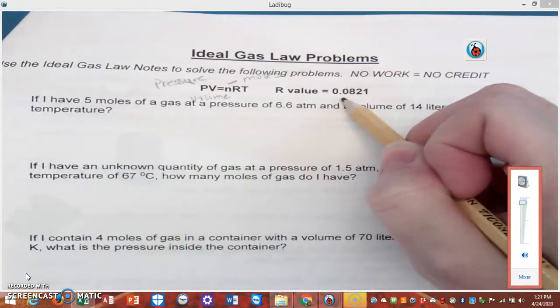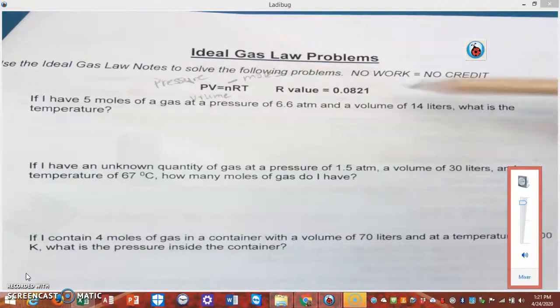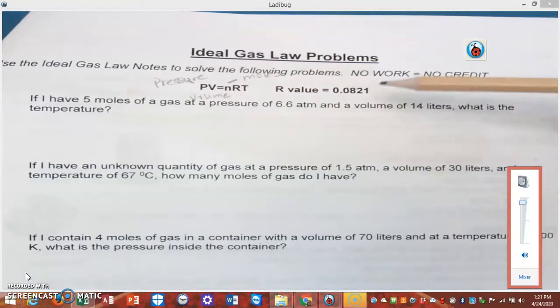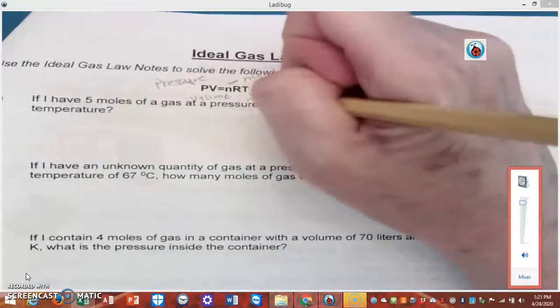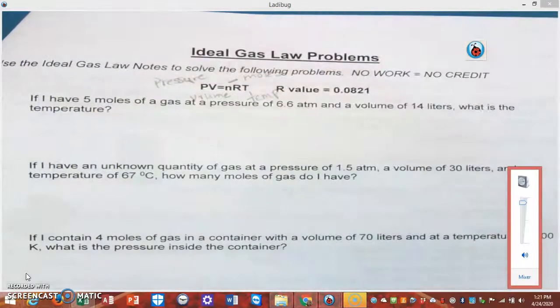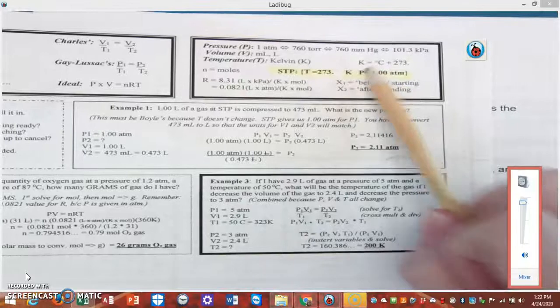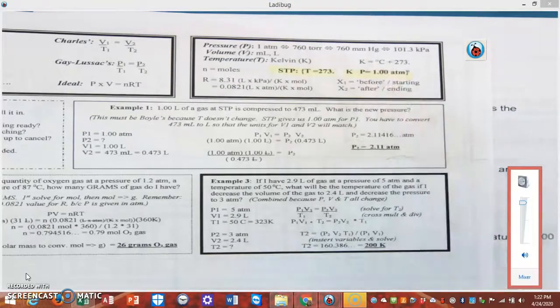Now there are different R values, but for our problems that we have, we are using this R value because all our pressures are going to be in ATMs. Okay, so this is our R value. And then temperature, of course, is going to be in Kelvin. And then again, make sure you're adding what? Kelvin is degrees Celsius plus 273. So make sure you're doing that.